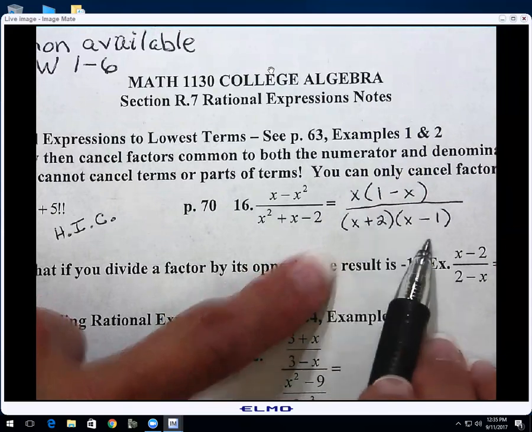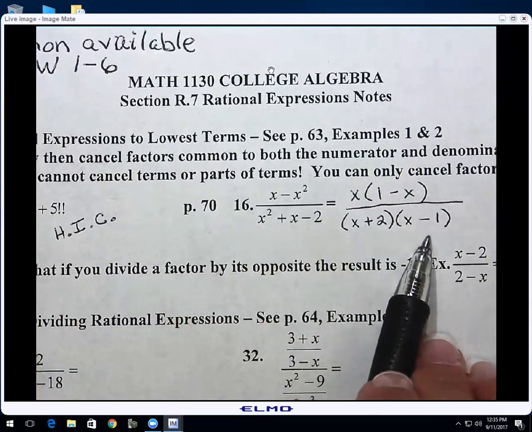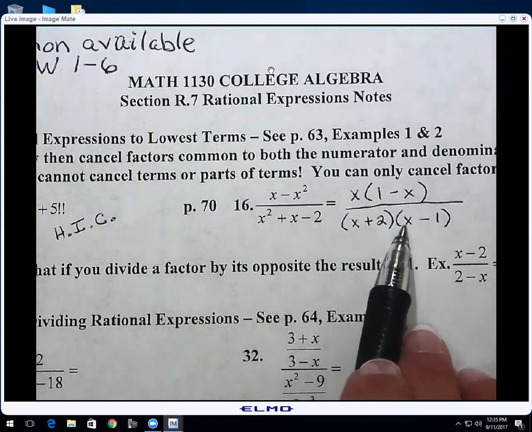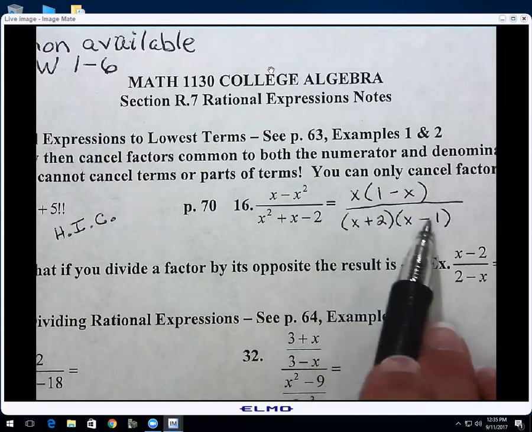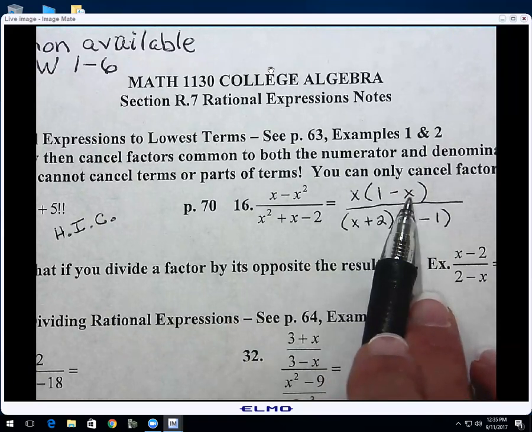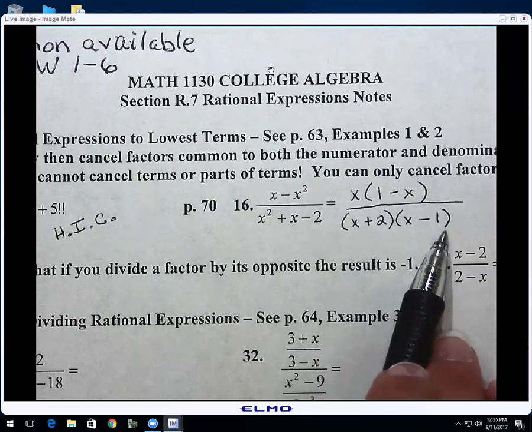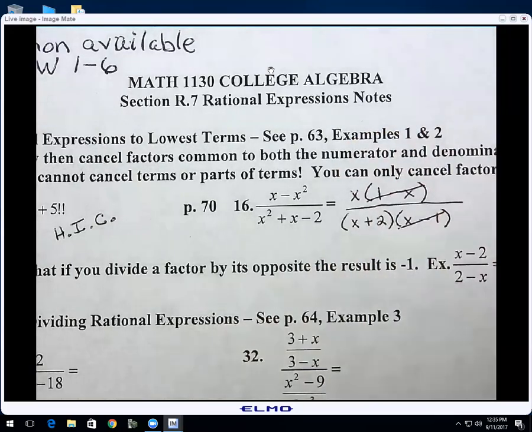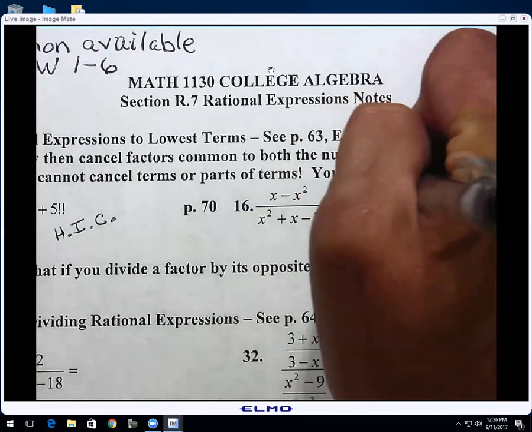Are 1 minus x and x minus 1 the same thing? Can I just cancel them and say that's 1? No. They're not the same thing, but they do have a special relationship. They're direct opposites of each other, because here the x is negative, here the x is positive. Here the 1 is positive, here the 1 is negative. If you multiplied 1 minus x by negative 1, it would become x minus 1. So you can cancel them as long as you leave a negative 1.